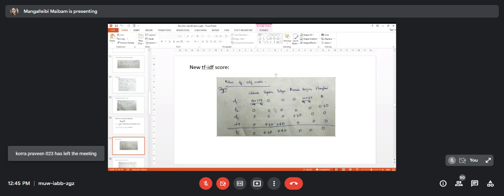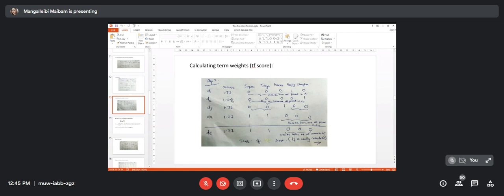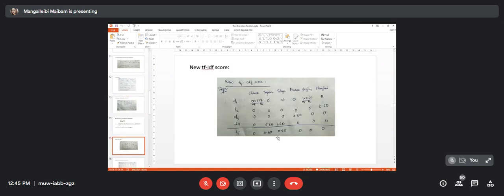Like this, you have to multiply the TF score along with the IDF, and this is the result I'm getting here. After multiplying TF with IDF, I get this table. So you have to multiply TF with IDF for all the documents, including the test document, and we have calculated a table like this.